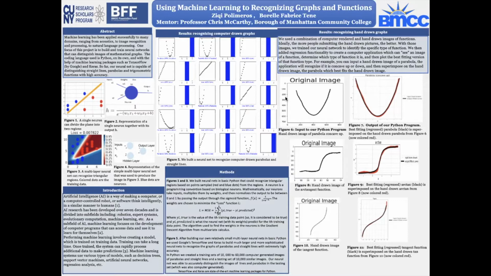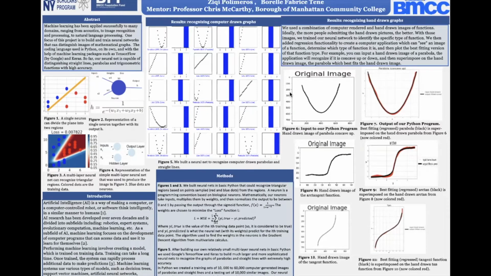Have you ever wondered how face recognition works? No? Okay. Face recognition uses the principle of neural networks. This project will explain in a few minutes how we use neural networks to identify graphs and functions. Machine learning has been applied in many domains, ranging from acoustics processing to image recognition, and so on. Artificial intelligence, which is also used in this project, is a way of making computers think intelligently in a similar way as humans.